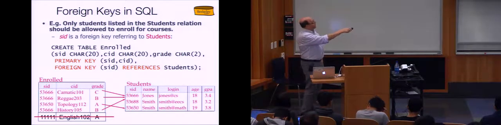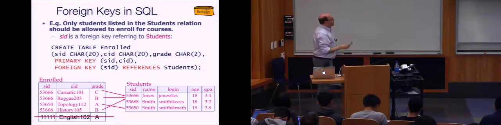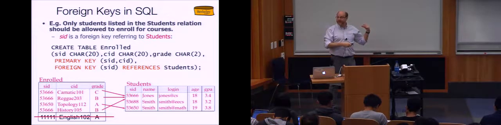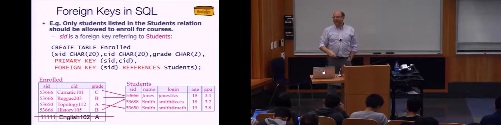So you specify it. The question was, in some examples, the foreign key has a different name than the field over here. And the answer is that here you say which field, or which combination of fields, in the source is the foreign key. And when you say references students, that assumes you're referencing the primary key.